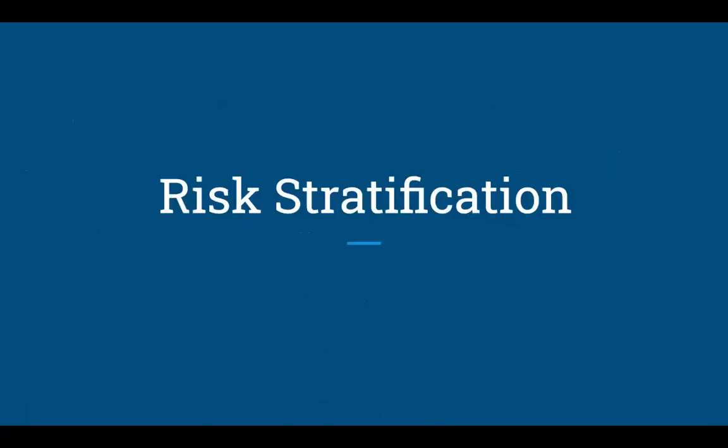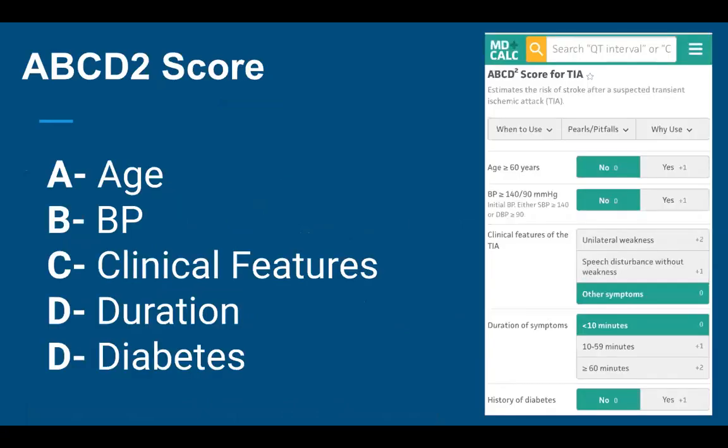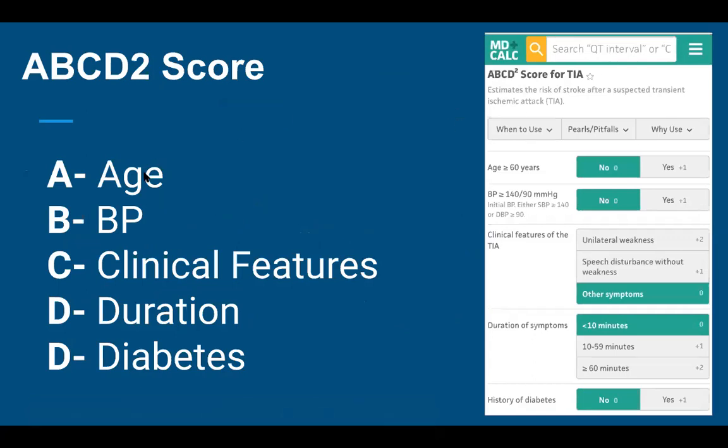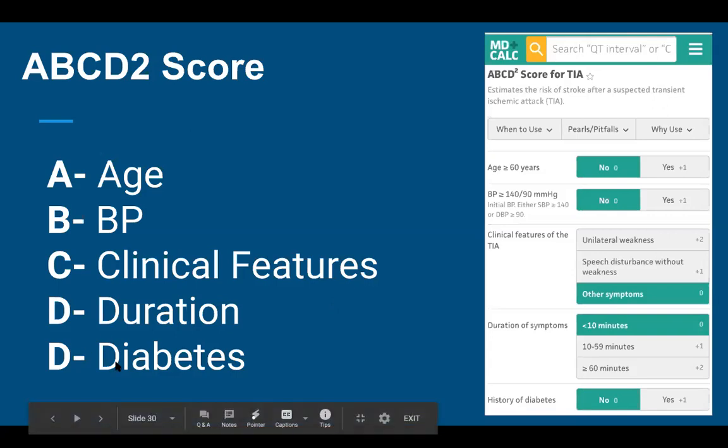I only wanted to mention the ABCD2 score just so that everyone's aware of it, which calculates your risk of stroke after a TIA from the emergency room. It's based on age, if they're over 60, if they're hypertensive, so B is the blood pressure, C is the clinical features. You get the most points if you have weakness. If it's just speech disturbance, then you get 1 point, and everything else, which really mainly is all these sensory deficits, doesn't get any extra points. And then duration, if it's over an hour, you get the most points. And if they have diabetes, then you get an extra point for that too.